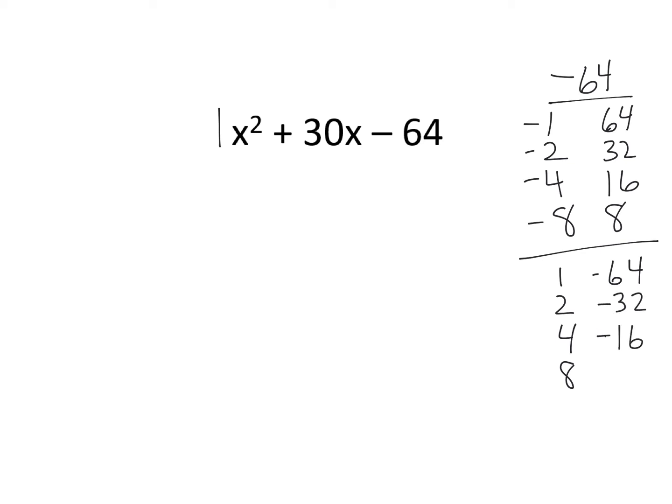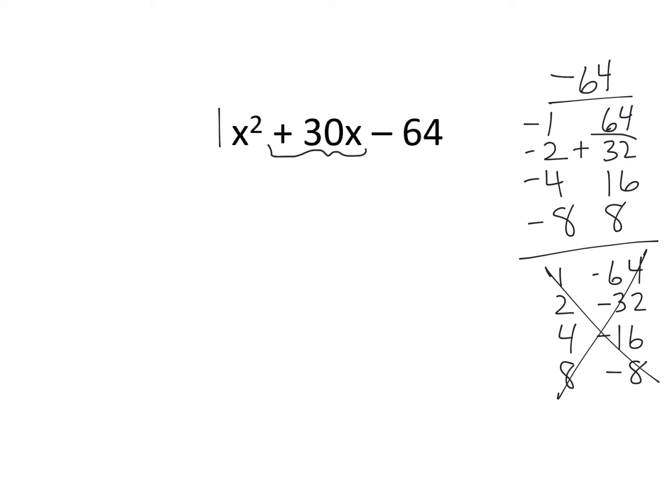Now, this time, I really didn't need to do that because as I look at this and I'm trying to get them to add up to 30x, since 30x is positive, my bigger number has to be positive. And so that would be the first set, not the second set. So as I'm looking through here, what two numbers, when I add them together, are going to give me 30?